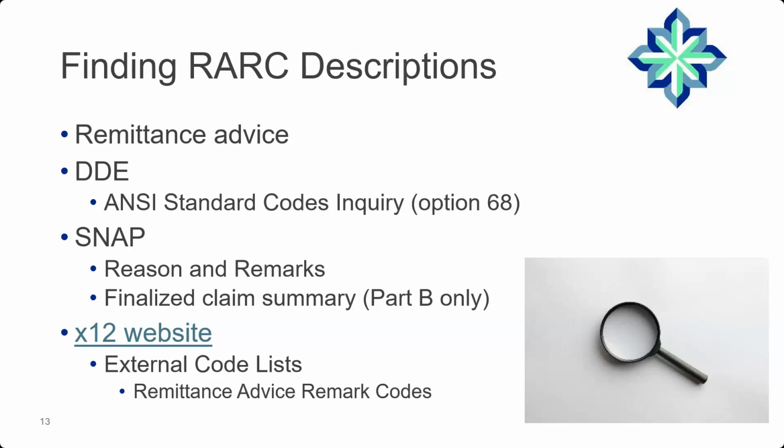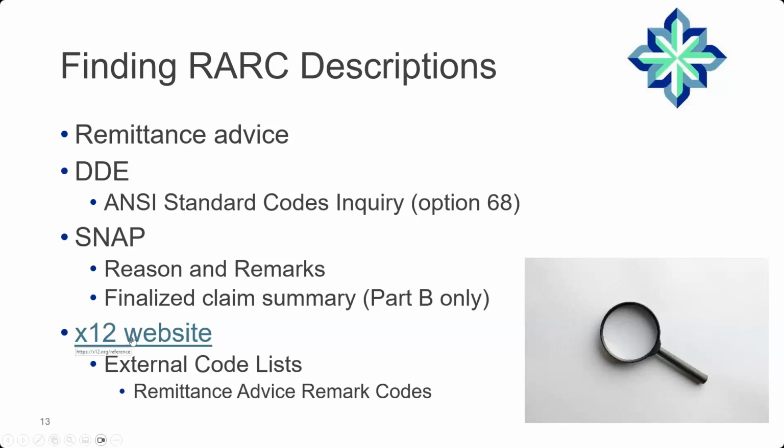The DDE inquiry menu not only has the reason code lookup, but it also has an ANSI standard codes inquiry, which will allow you to type in the CARC or the RARC, and a narrative will be provided. Another example that we haven't looked at is the X12 website, which is linked in the last bullet. So if you're someone who works a lot with electronic claim submission, you may be familiar with this website, but here you can find a list with descriptions for many codes, and I've listed how to find those remittance advice codes underneath there.